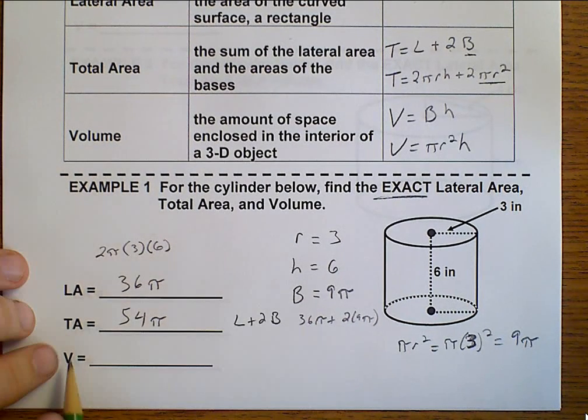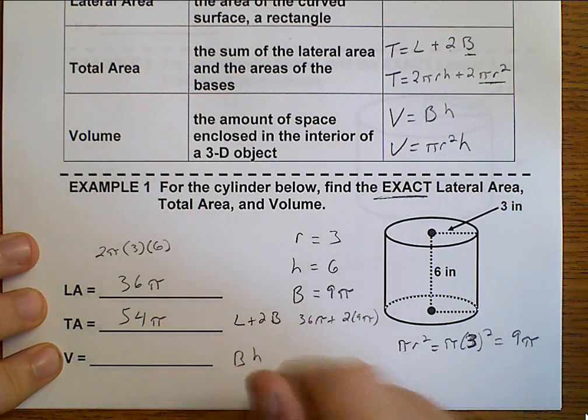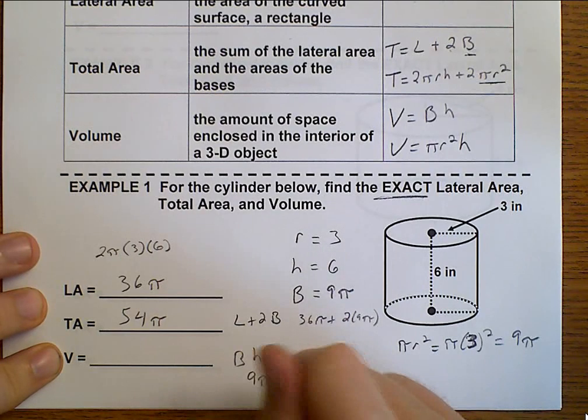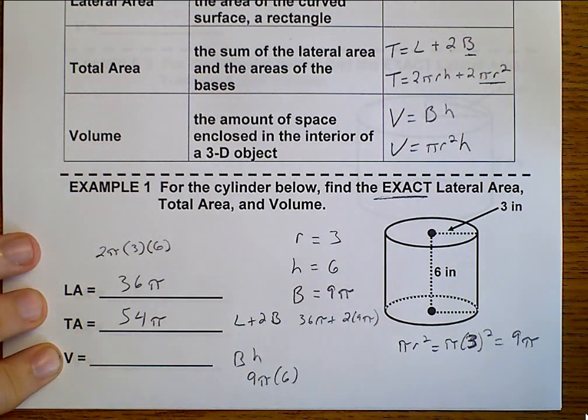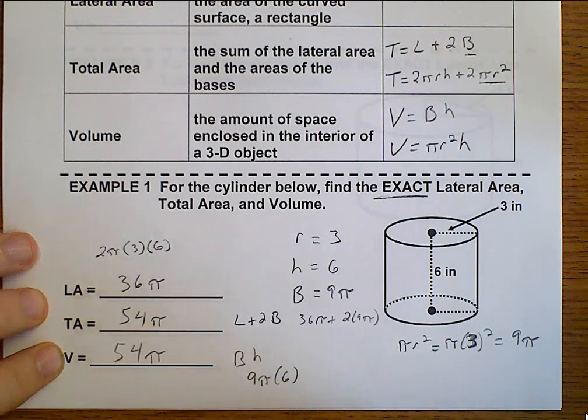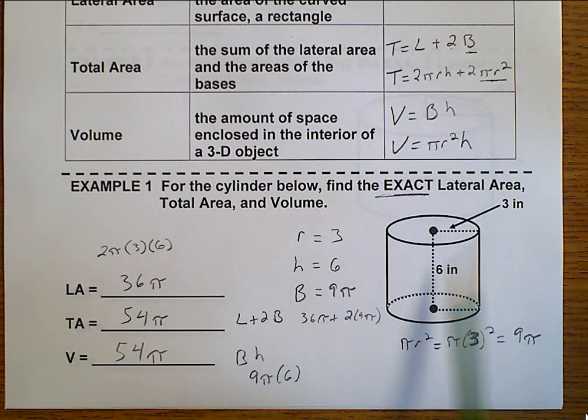Now for our volume, we're going to take the area of our base times our height. So 9 pi times 6. Well, 9 times 6 is 54. And then we keep the pi. Now here it's just a coincidence that the total area and the volume are the same. They're not always going to fall that way, but because the height is twice the radius, it does.